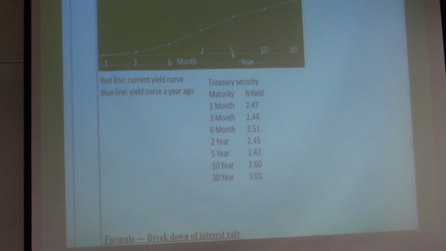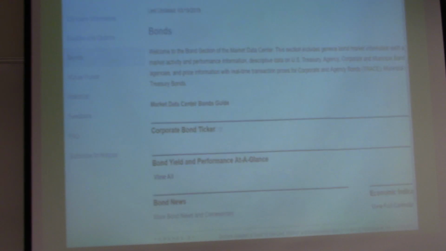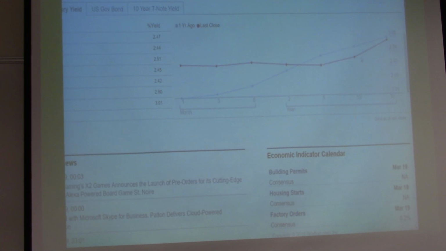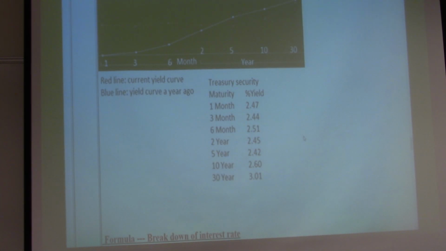Well, you should try to make it like this, because I guess this is just the right way to show the yield curve. You click on this and you can find the yield curve, this one. See, this is how they report the yield curve. These are the numbers. Try to just make it like this. Okay. All right.